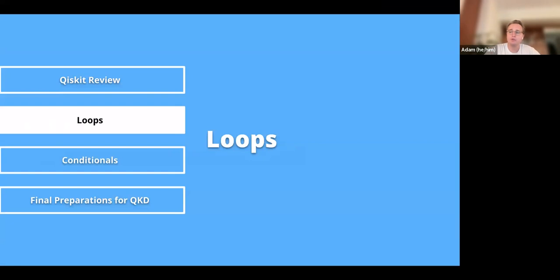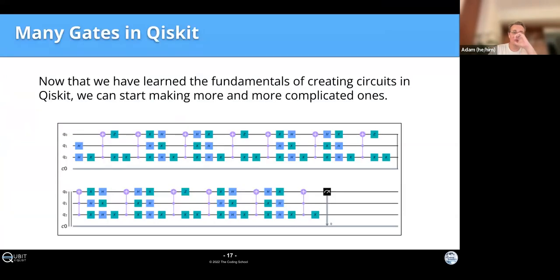So I want to talk about some new concepts now. First, I want to talk about loops. I want to learn about loops. Well, as we start creating more complex circuits, we really already can do that with what we've learned.